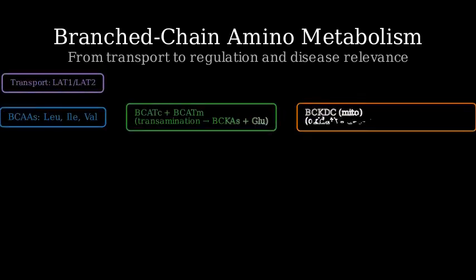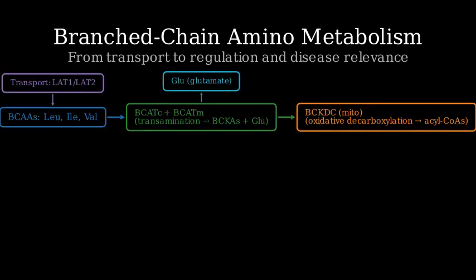Branched-chain amino acid metabolism is the story of three essential amino acids: leucine, isoleucine, and valine. We will build an intuitive visual map of their transport, their first two degradative steps, key regulation, and why this pathway matters for physiology and disease. Here is the high-level map.